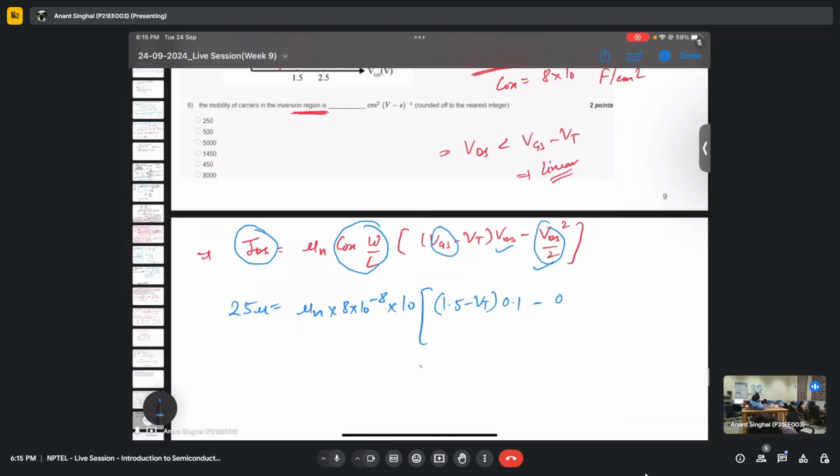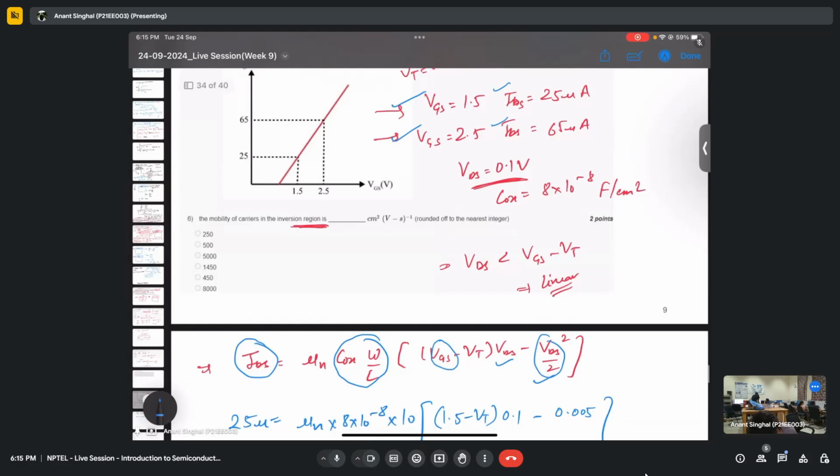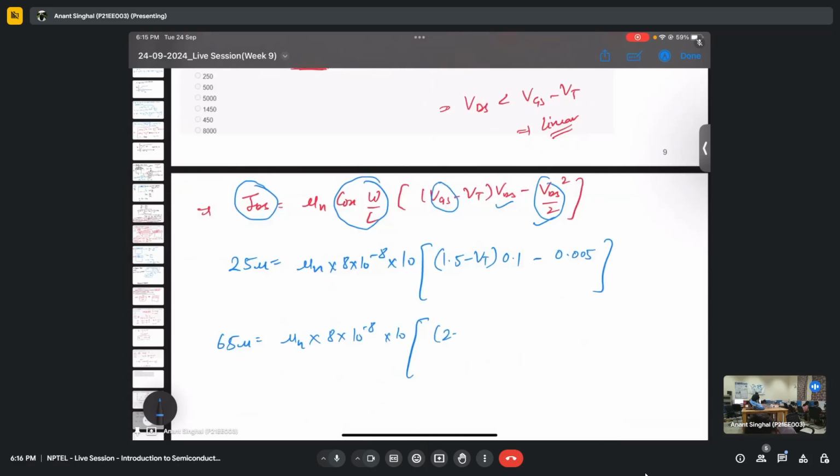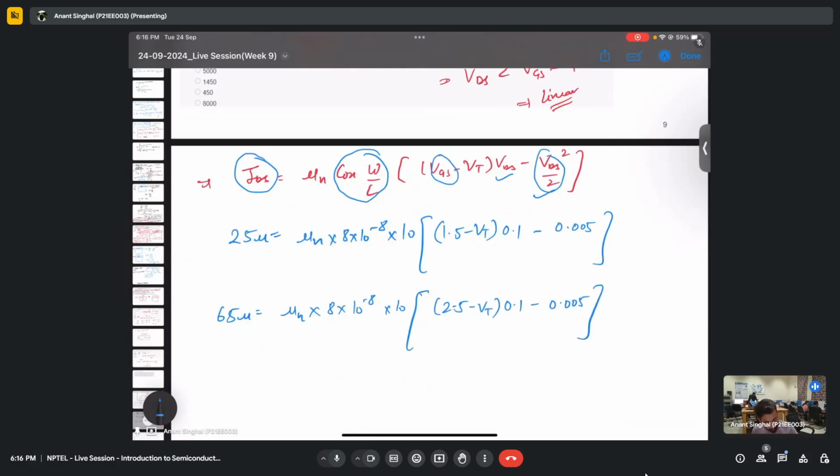And the second equation will be 65 microamps is mu n times, this will remain the same, 2.5 minus Vt into 0.1 minus 0.005. So do you want to try and calculate it or should I do it? No, sir, I'll do it. Fine. Just try it and let me know what the answer is. You need to find mu n.